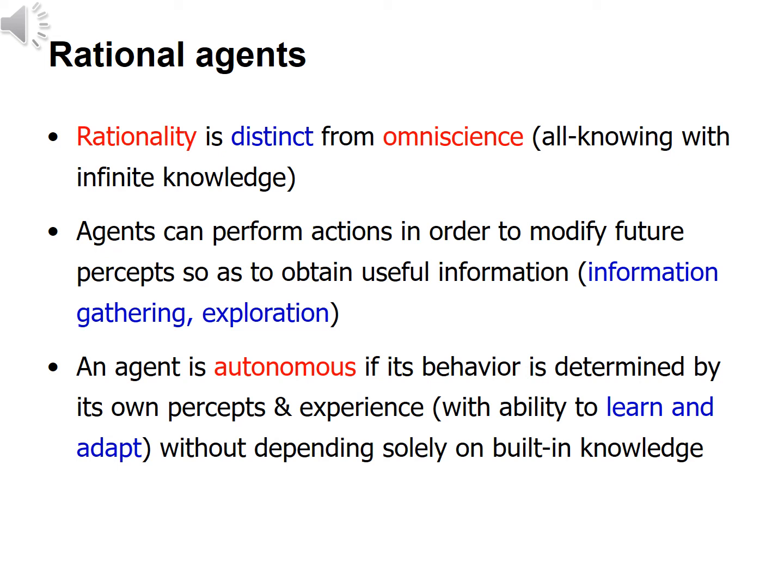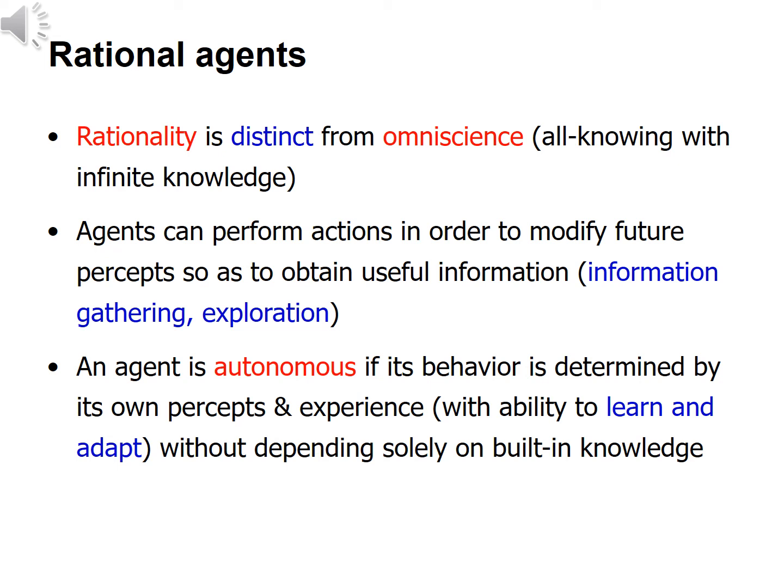Agents do not have to perform all the actions to execute the tasks that are given to them. They can also perform actions to modify future percepts so as to obtain useful information. So they can go gather information, they can go explore the environment, and so on.